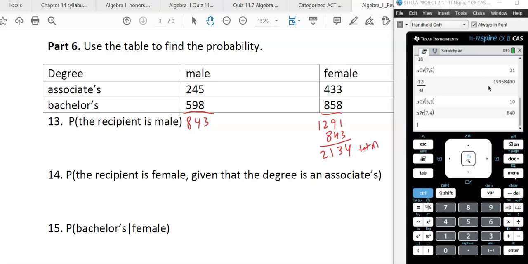Okay, so with probability of male, I've got 843 males divided by the total of 2134, and then I just type that in my calculator and good to go. That might simplify. Should I do it? So let's see. This is 843.